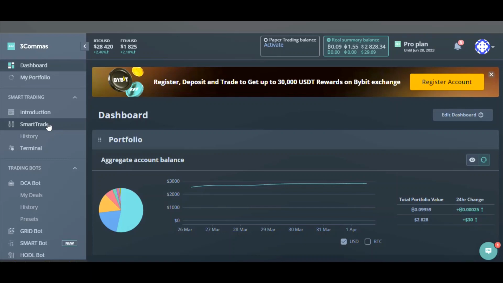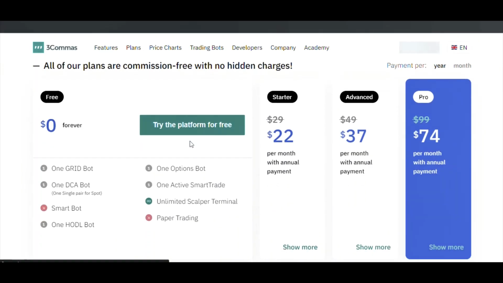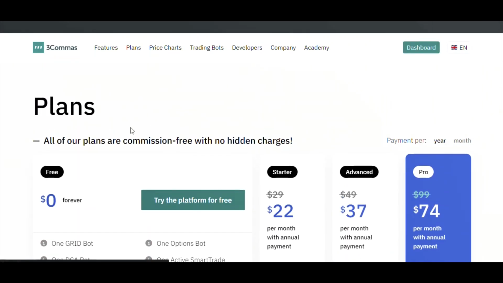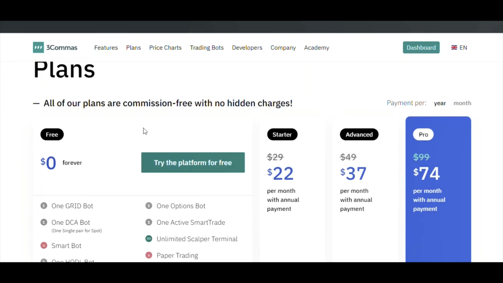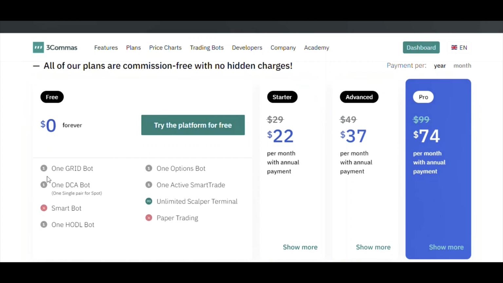If you don't know what the 3Commas platform is, I will take you to their official web page, and these are their available plans. If you are just a beginner, you don't have to pay any money. You can just try the free version. You can have one grid bot, one dollar cost average bot. This is a dollar cost average bot, and I'm going to show you how to set up this one. You also have a hodl bot, option bot, and one active smart trade.